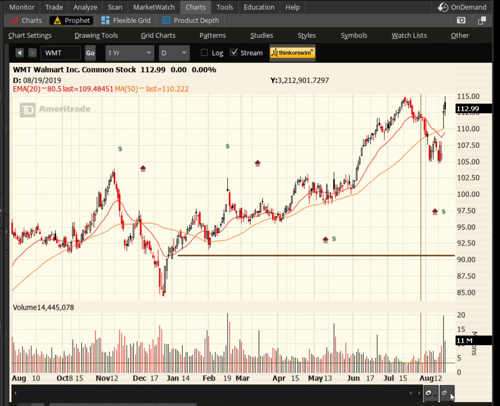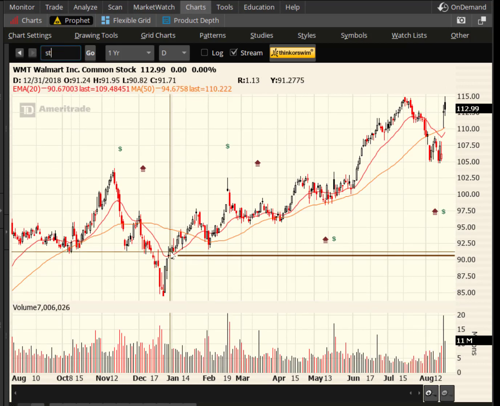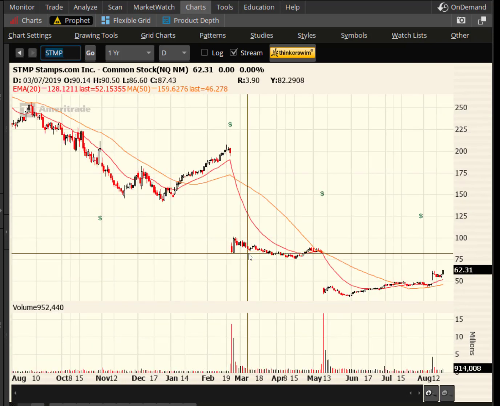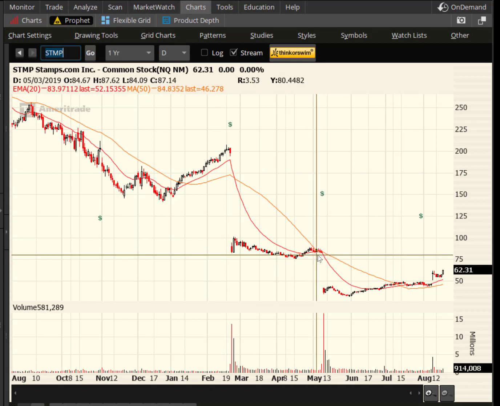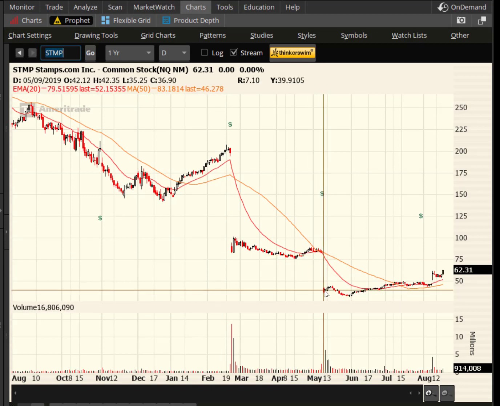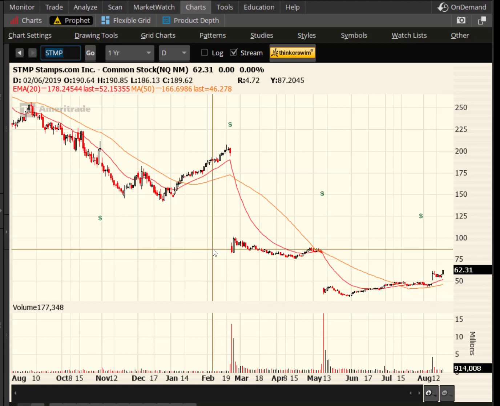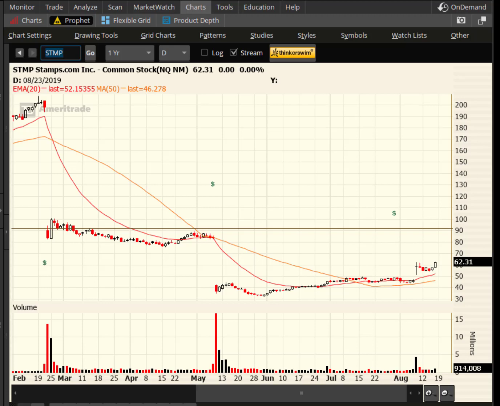How about Stamps, STMP? They stopped their deal with the Postal Service, and that led to just an epic fall. It already had a huge epic fall from 200, then down to 100. Then it had earnings from the 70s all the way down here. Shows you the value of protective puts. Oh my God! Without those, I don't even want to know what folks' portfolios might look like. But look what's happening now.